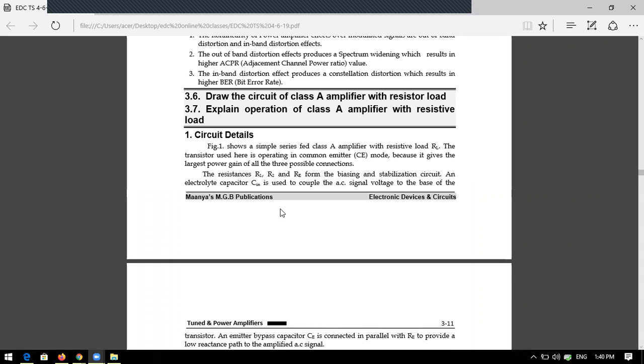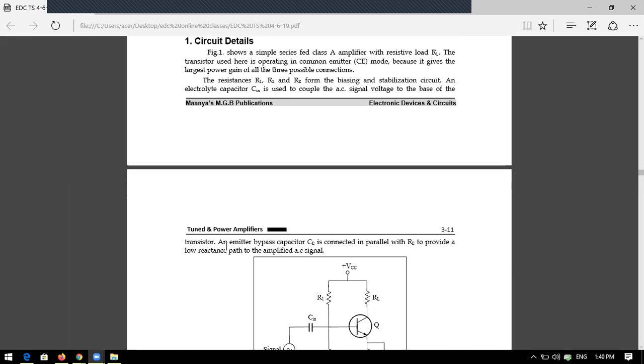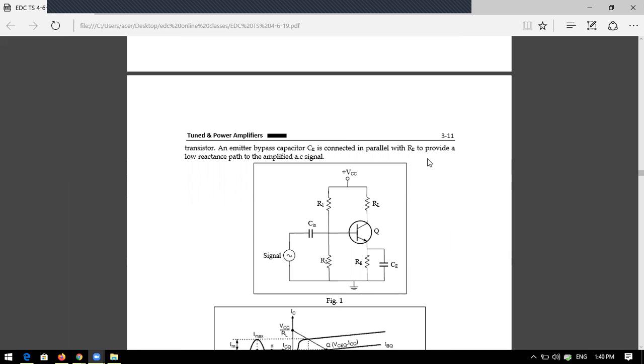The electrolytic capacitor Cin is used to couple the AC signal voltage to the base of the transistor. The emitter bypass capacitor CE is connected in parallel with RE to provide a low reactance path to the amplified AC signal. So what does that mean? It will provide bypassing.